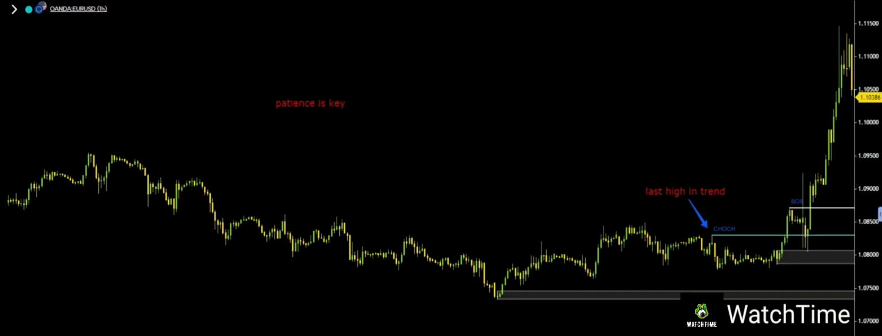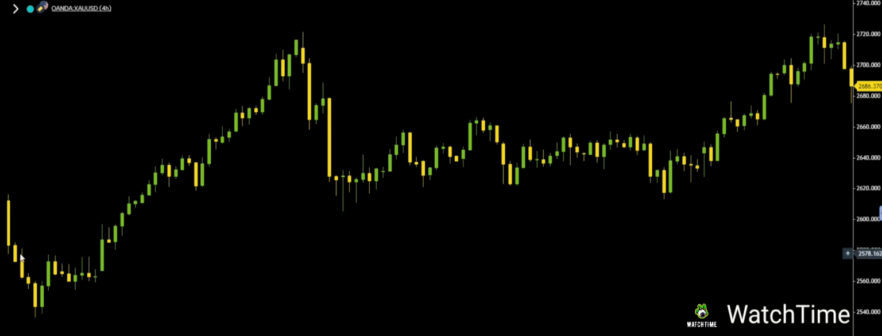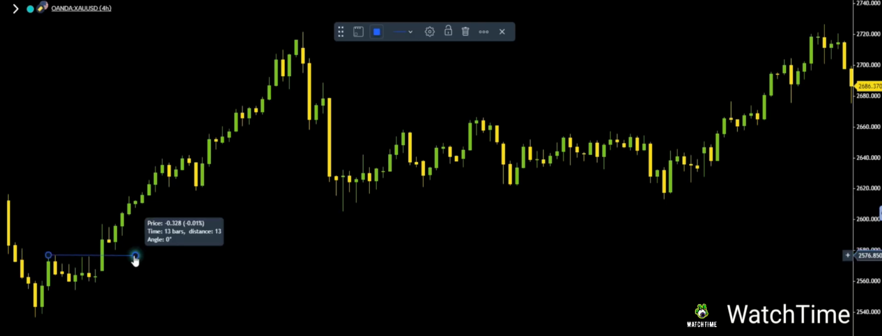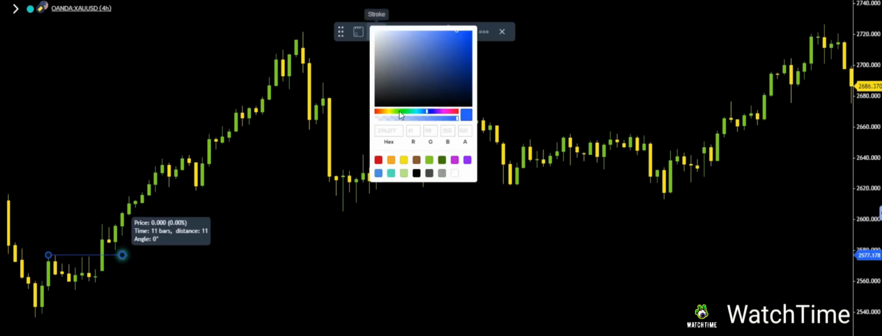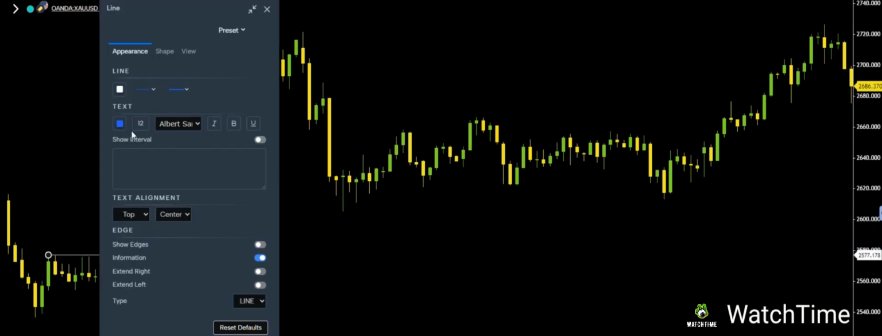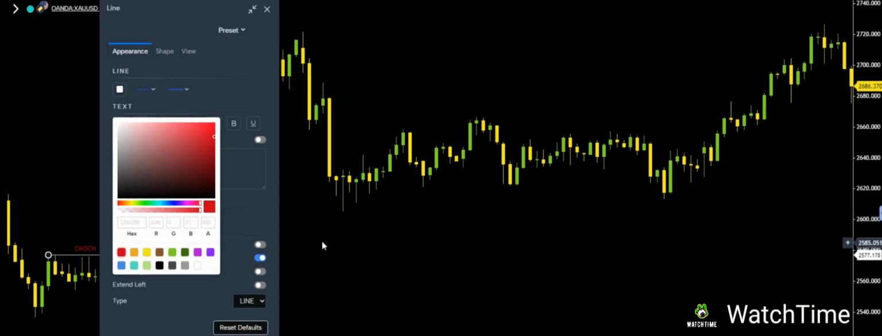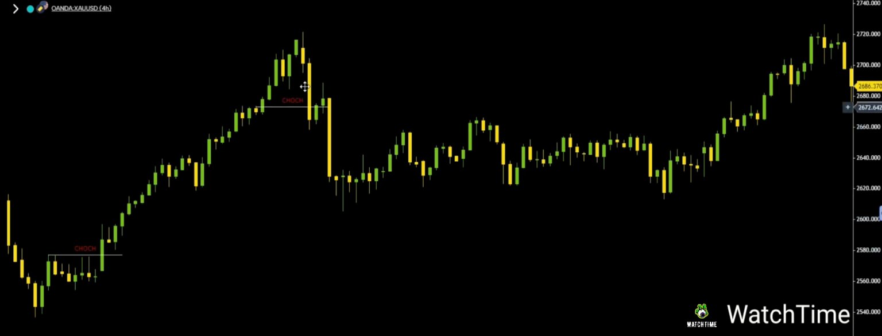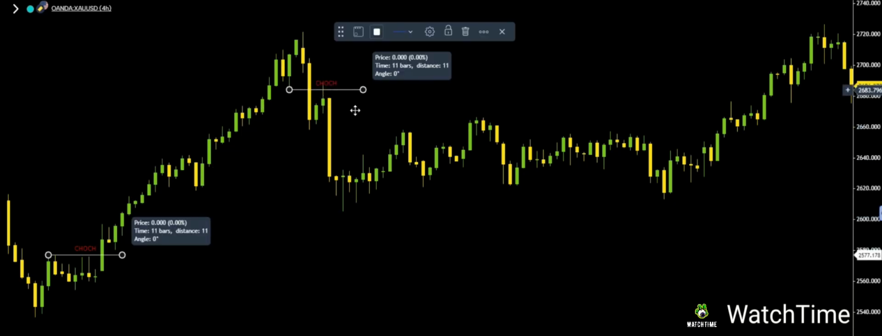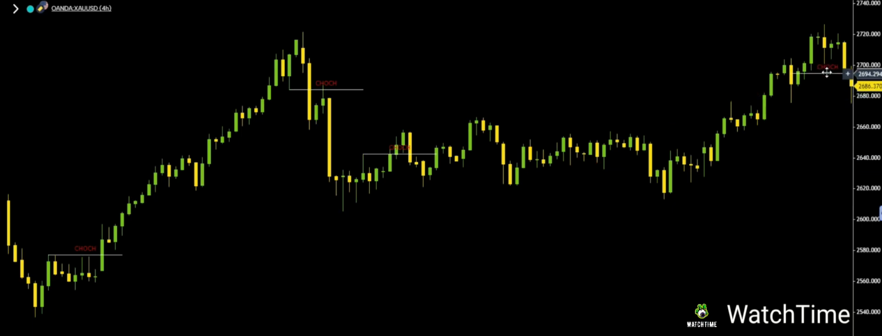What is change of character, CHoCH? A change of character, CHoCH, refers to a shift in the market's behavior that signals a trend change. Unlike the BOS, which focuses on breaking specific price levels, higher lows or lower highs, the CHoCH looks at the overall price action and momentum. A change of character is often seen when price behavior goes from impulsive to corrective, or when price starts making counter-trend moves without respecting the original trend structure.